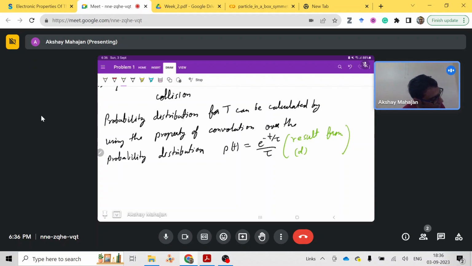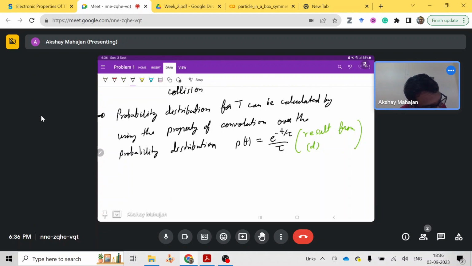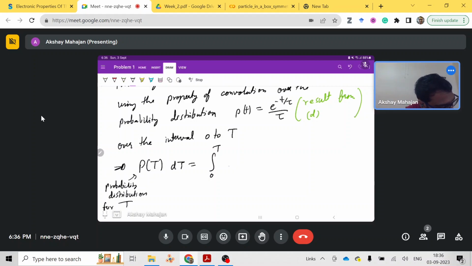So we are going to use the convolution over this probability distribution over the interval 0 to capital T. Now I want to find the probability distribution for this capital T. This is the probability distribution for capital T, which we have to find, times dt, and that equals the integral from 0 to T of small p of t1 dt1 times p of capital T minus t1.